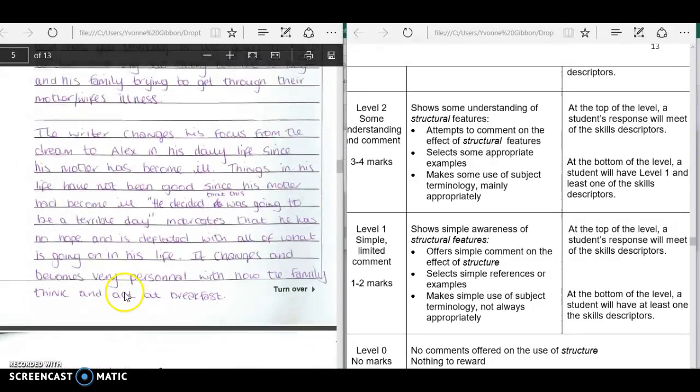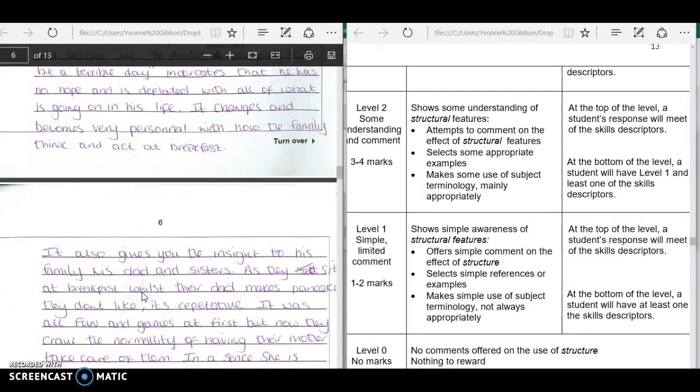If you'd included some quotes in the parts where you're missing quotes, then you would have probably gone up into level 2. And if you'd have used some more of the terminology referring to structure, and also commented on the effect of the structure, then you would have scored more highly.